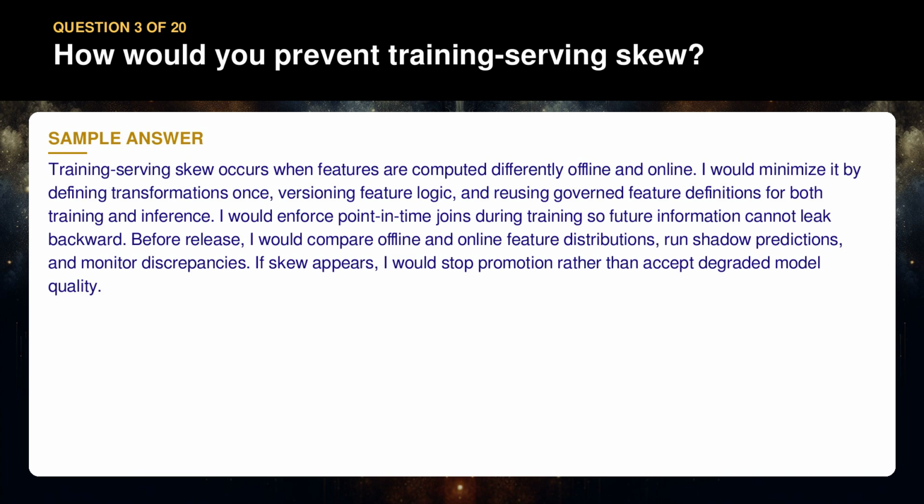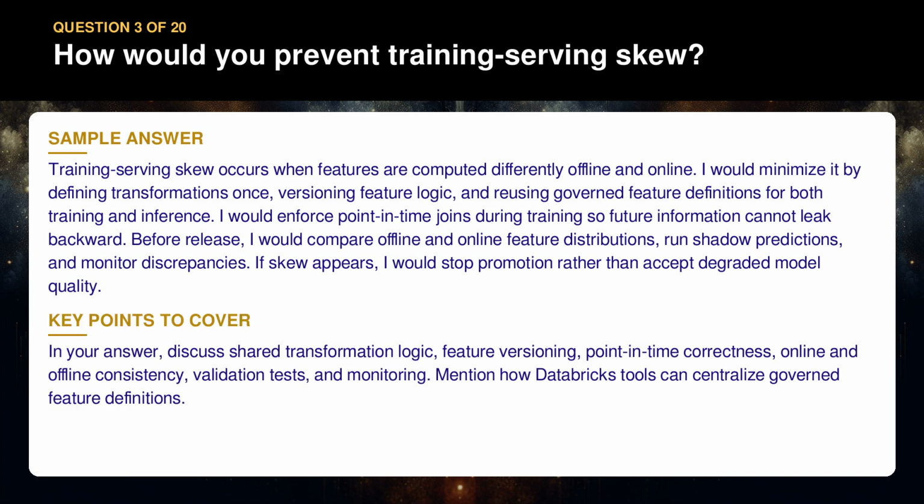Before release, I would compare offline and online feature distributions, run shadow predictions, and monitor discrepancies. If skew appears, I would stop promotion rather than accept degraded model quality. In your answer, discuss shared transformation logic, feature versioning, point-in-time correctness, online and offline consistency, validation tests, and monitoring. Mention how Databricks tools can centralize governed feature definitions.